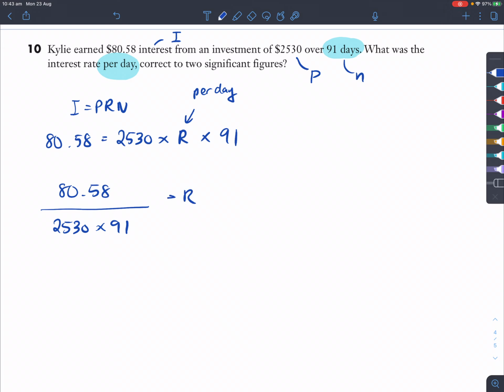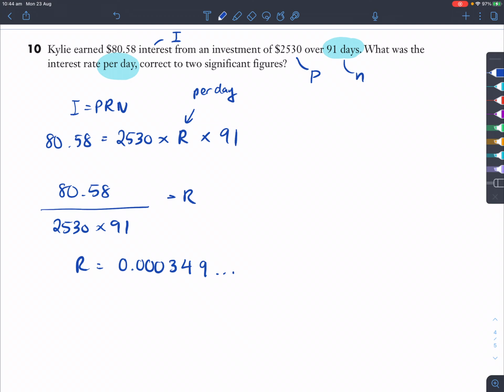So typing that on my calculator gives us... hold on. Let me just use my other calculator. So 80.58 divided by 2530 divided by 91. Yep, okay. So it gives us 0.00034... So it has more numbers.